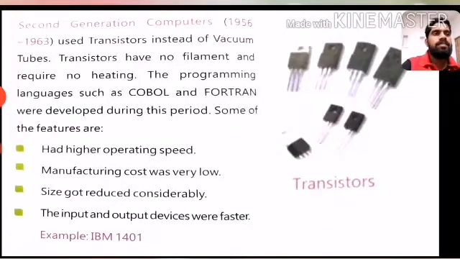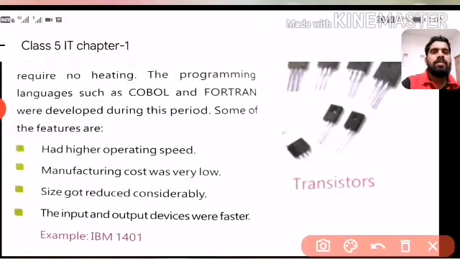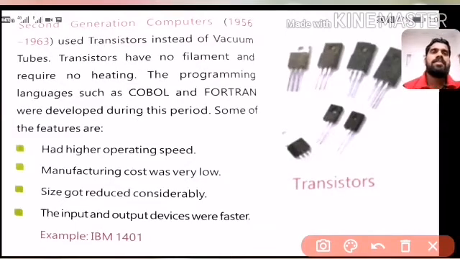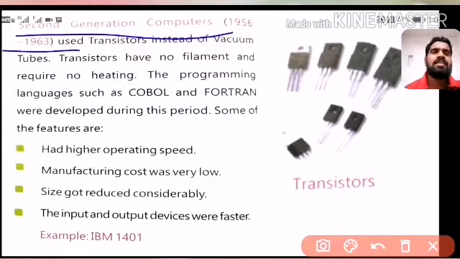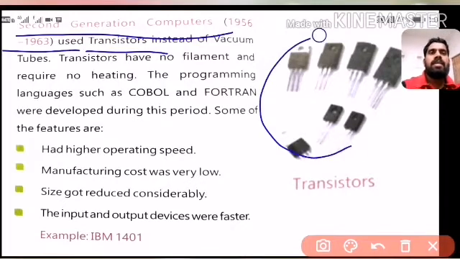Then the next, second generation computers. The time: 1956 to 1963. The second generation computers used transistors instead of vacuum tubes. This time, transistors were used instead of vacuum tubes in the first generation. Transistors have no filament and require no heating.